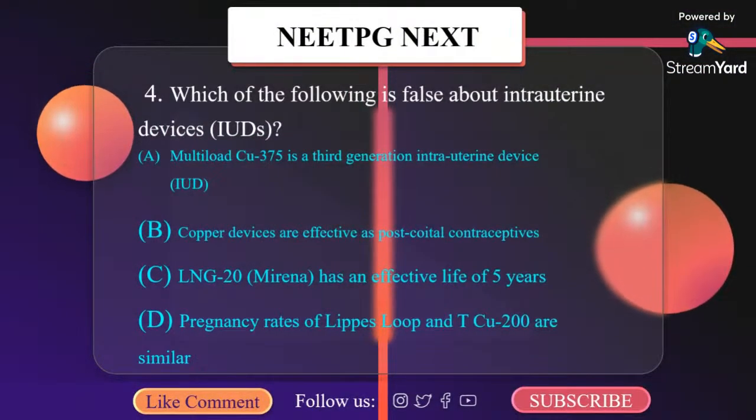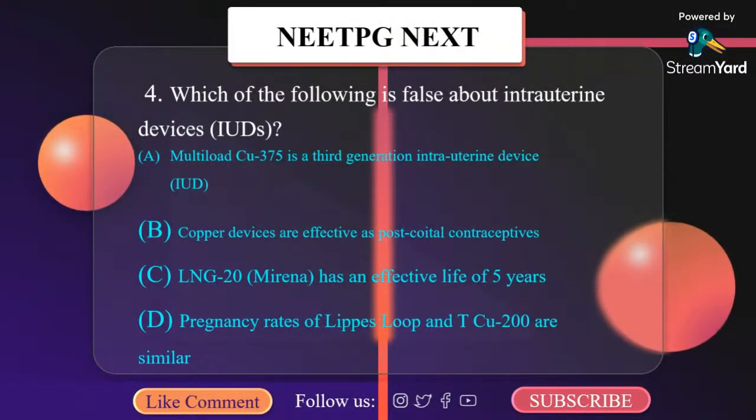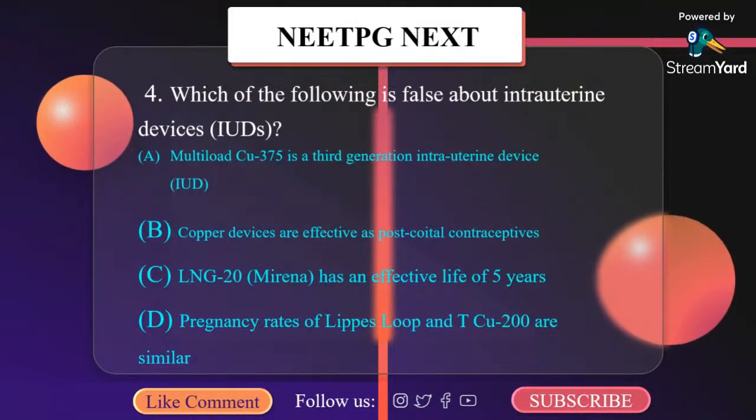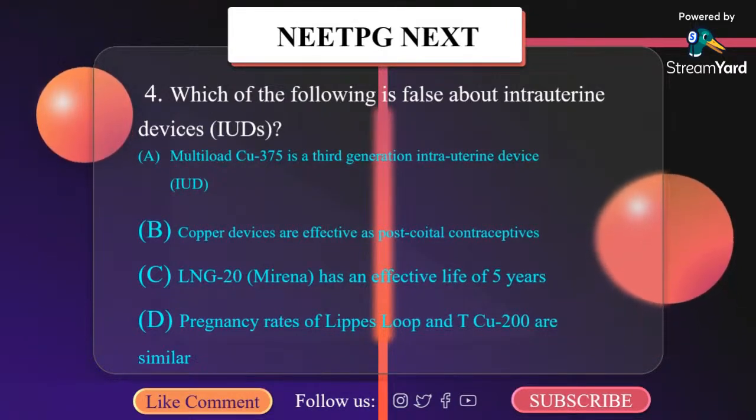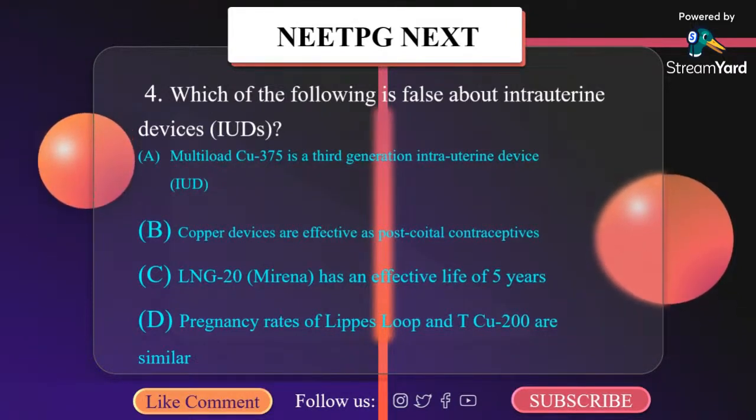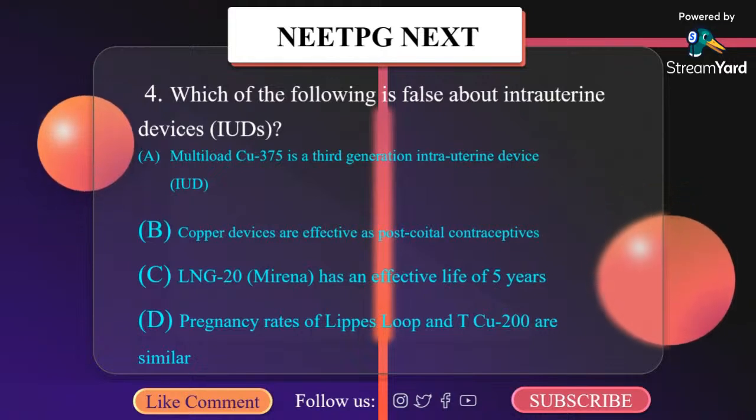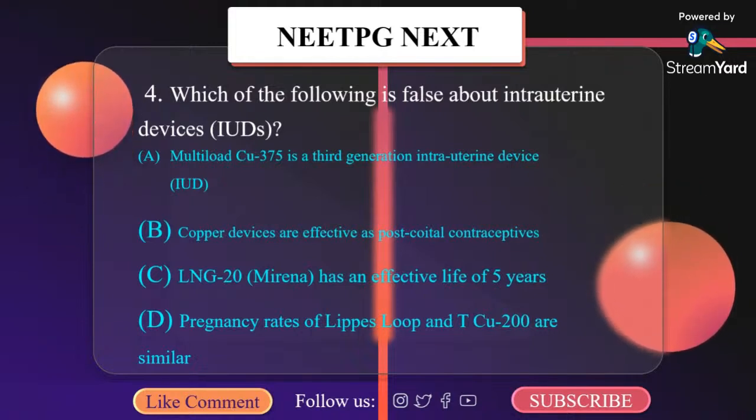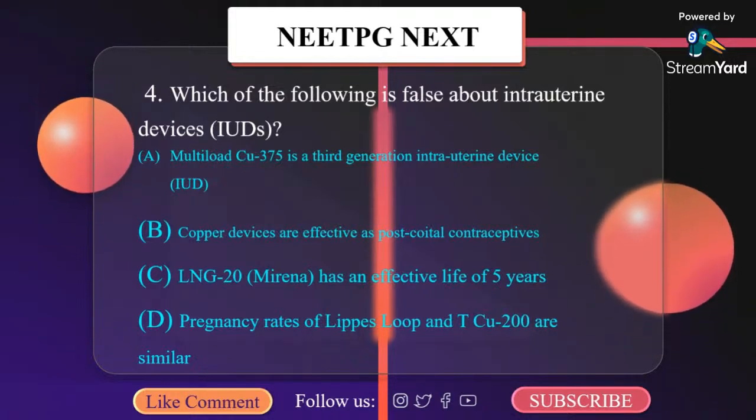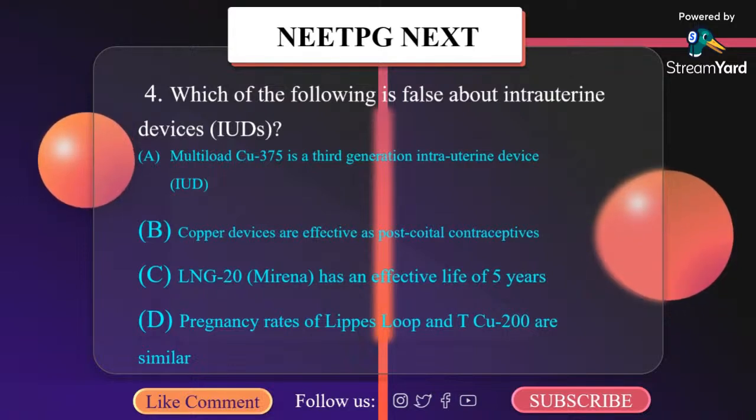Which one of the following is false about intrauterine device? A. Multi-load CU375 is a third generation intrauterine device. B. Copper devices are effective as postcoital contraceptives. C. LNG20 has an effective life of 5 years. D. Pregnancy rate of Lippes loop and TCu200 are similar.